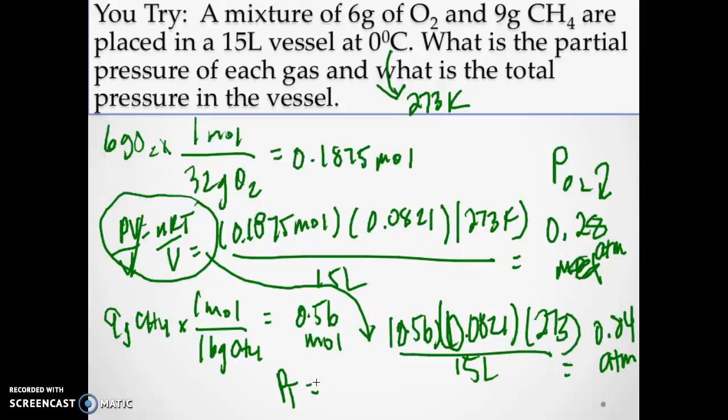So the total pressure is this 0.28 plus 0.84, and that's going to give us 1.02, I believe. If I'm wrong, I apologize. I don't know how to do simple math. 1.02 or 1.12, somewhere around there, atmospheres. So that's going to be your answer. Let me actually check. 0.28. Yeah, so this is 1.12 atmospheres. Next problem.